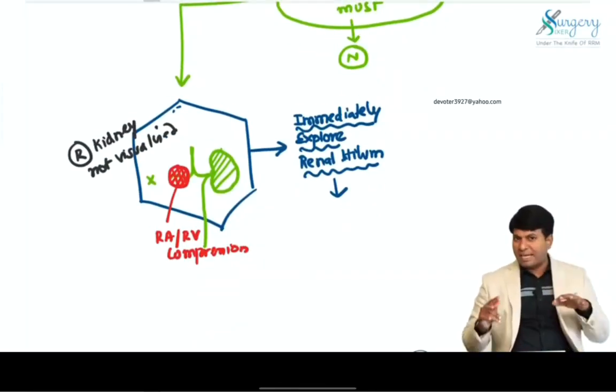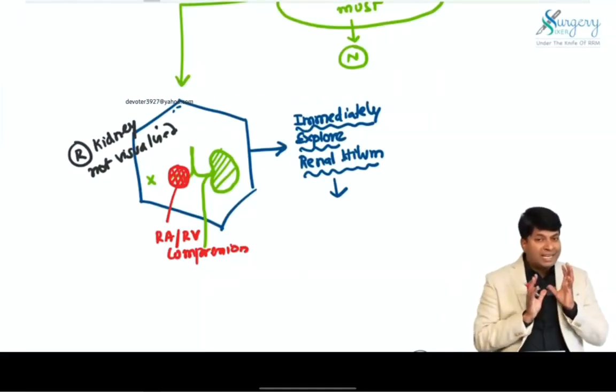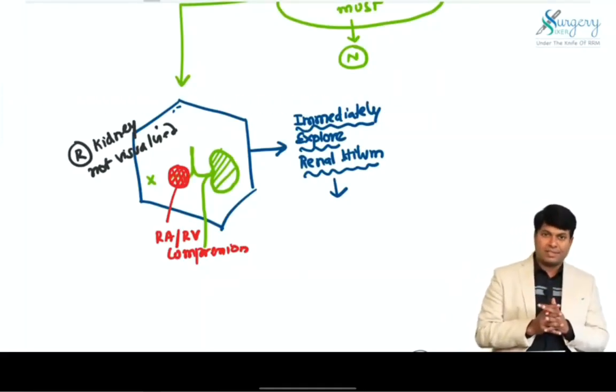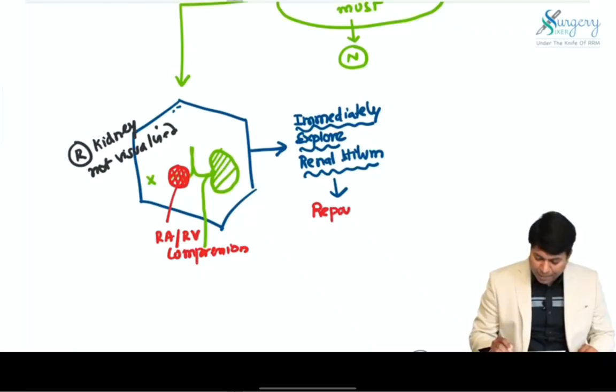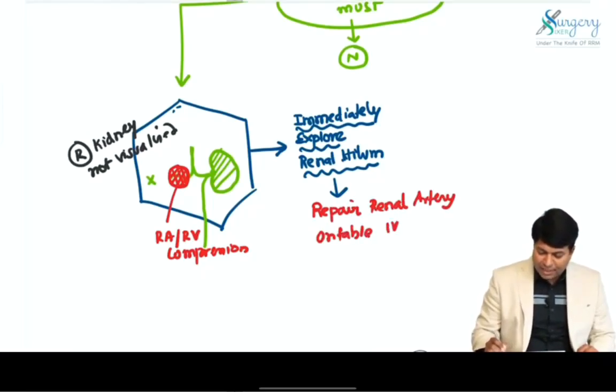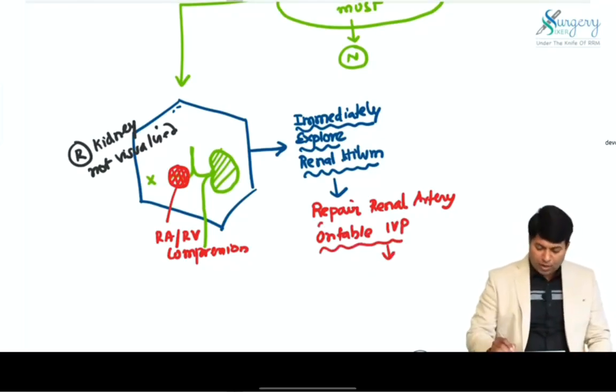See whether the kidney is viable or the kidney is gone. If the kidney is gone, nothing can be done. We have to remove the kidney. But if the kidney is still viable, usually the kidney will be viable for more than 6 hours. So if the kidney is still viable, we can repair the renal artery and do an on-table IVP. On table, immediately you do IVP and see whether the kidney is getting good perfusion and urine is coming out. So repair of the renal artery should be done immediately.